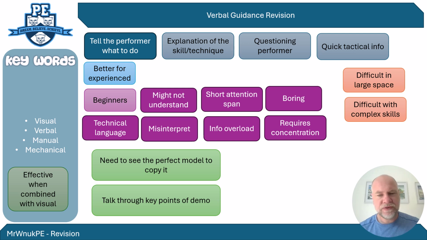Right, so if we get onto verbal guidance now, the opposite to visual, and again, like I'm reinforcing that point I've just made, most effective when combined with visual. So that's a concluding point if you've got a 9-mark exam question. Anyway, what is it? We tell the performer what to do, and an example would be an explanation, or expansion point would be to explain the skill or technique, but it could also be things like questioning the performer.